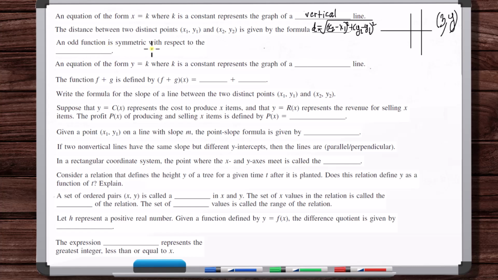An odd function is symmetric with respect to... we talked about this earlier. There are three forms of symmetry in the Cartesian coordinate system in a plane: symmetric with respect to the x-axis, y-axis, and origin. But functions by definition are restricted to symmetry either with respect to the y-axis or with respect to the origin. There is the trivial case where f of x is equal to 0, where it's symmetric with respect to the x-axis, but in general, functions are only symmetric with respect to the y-axis or the origin. A function that's symmetric with respect to the y-axis is called an even function. A function that's symmetric with respect to the origin is called an odd function.